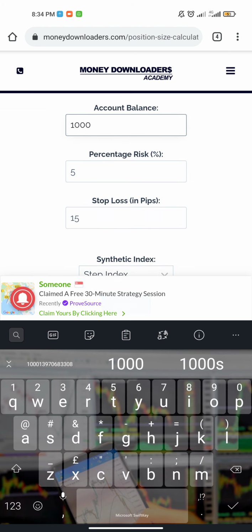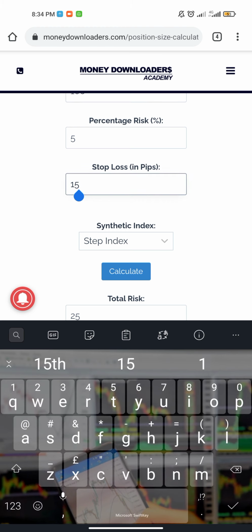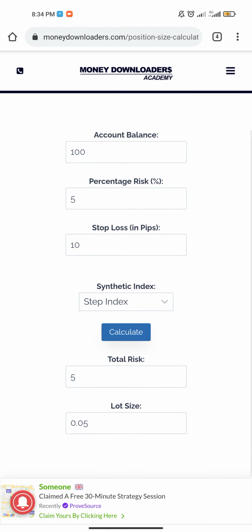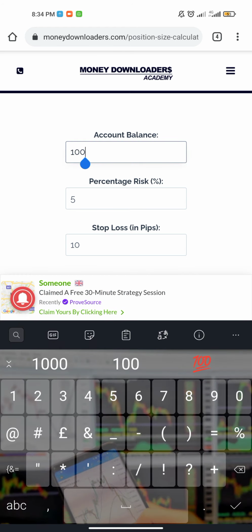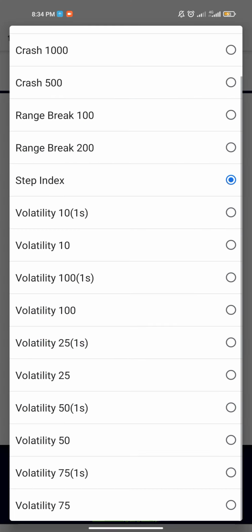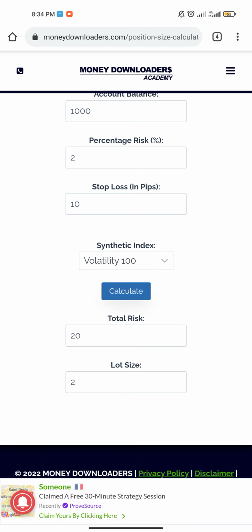You can use lower or you can use $100. Let's say here is 10 pips. Let's calculate. You see the loss size that was given to me for $100. So let's use $1,000. Let's reduce our risk to 2% risk. Stop loss 10 pips, but this time we are trading V100. Calculate. You see, 2 standard lot was recommended for me, risking 2% of $1,000, which is $20.